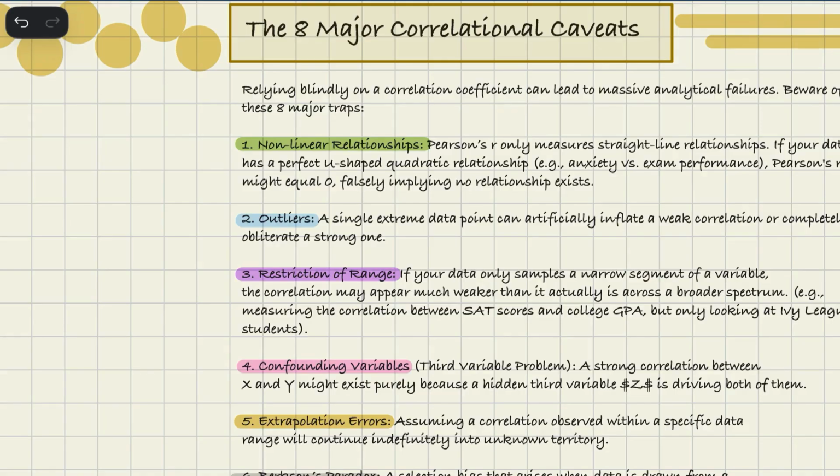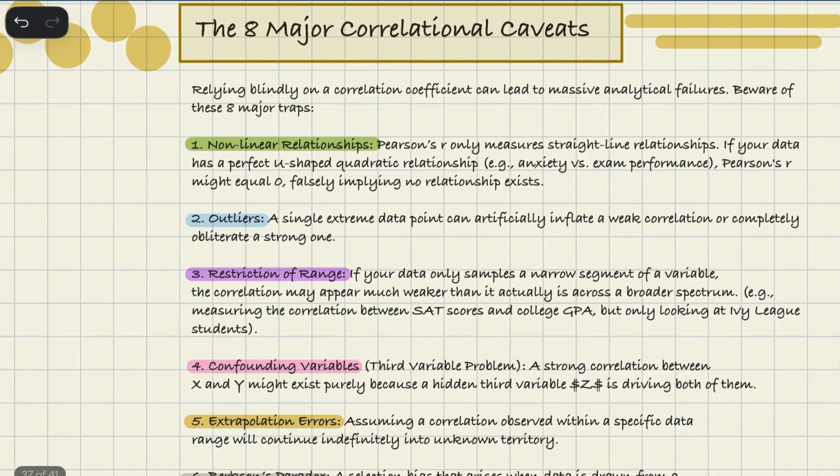So the very first is non-linear relationship. Pearson's R is designed strictly for straight lines. Alright, so if your data has a perfect U-shaped quadratic curve, for example, anxiety versus exam performance, where a little anxiety helps you focus, but too much anxiety might paralyze you and affect your performance, right?